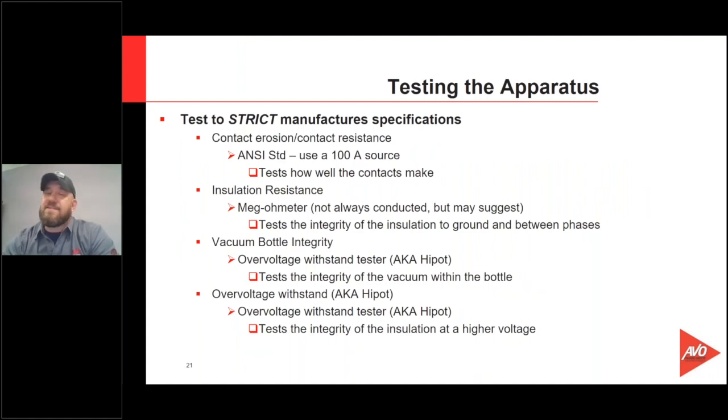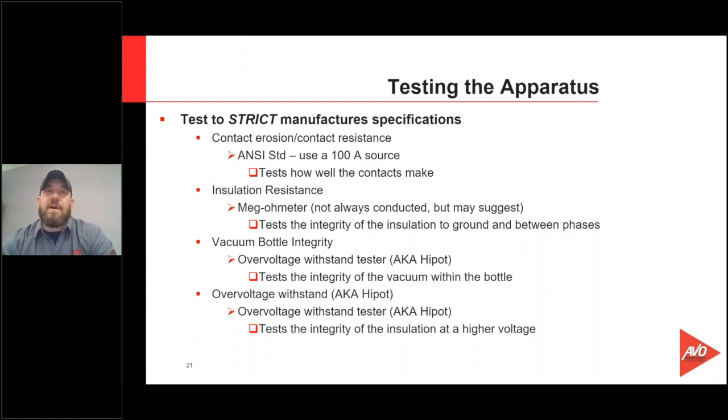Now we'll get directly into testing the apparatus. So I mentioned earlier that following strict manufacturer specifications is critical. At AVO, we teach maintenance and safety. A lot of times we talk about NETA a lot. We teach to a NETA standard, but first and foremost, manufacturer specifications is critical. Get into those books. I recommend you get in there and highlight your equipment when it comes to testing as far as vacuum bottle is concerned.